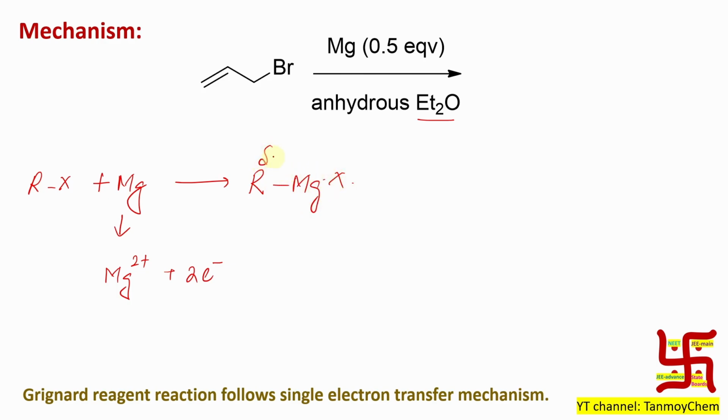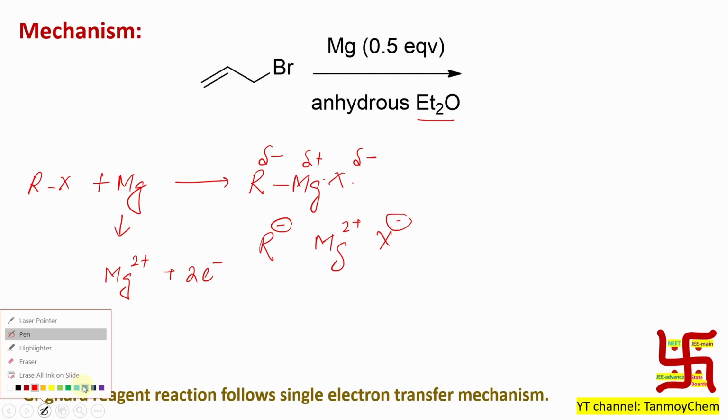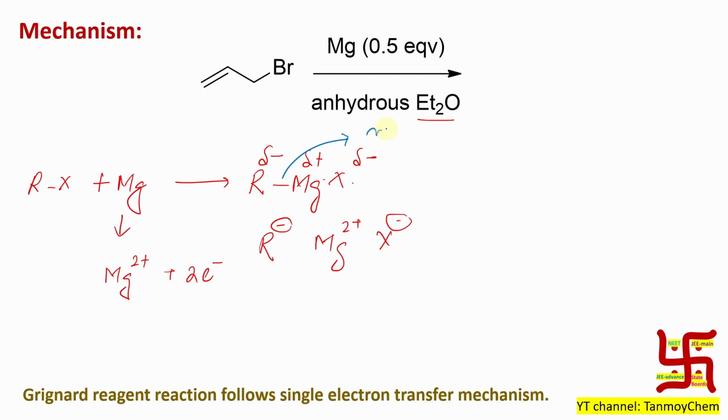Sometimes we write that R is delta minus, X is delta minus, magnesium is delta plus, or sometimes people write R minus, Mg2 plus, X minus. By the way, the first one is more accurate, I believe, because if you look at this carbon magnesium bond, generally, I repeat, generally nearly 34% ionic character exists. So I shouldn't say it's an ionic compound, that's why the second is not good. But if you think in this way, you can explain the chemical properties also. But the first is more accurate. So it's a polar covalent bond.